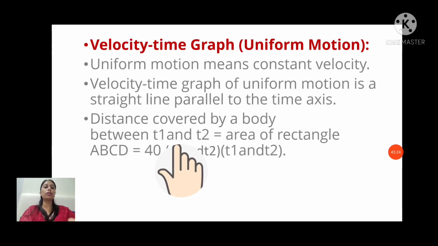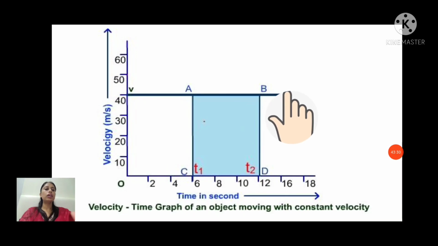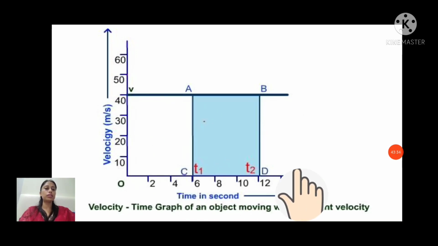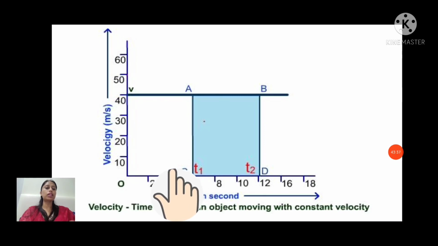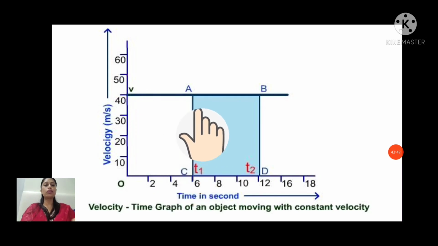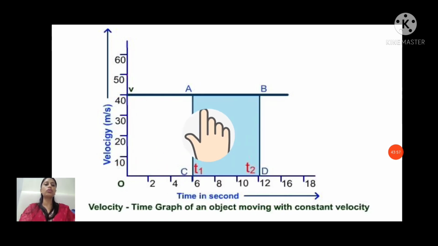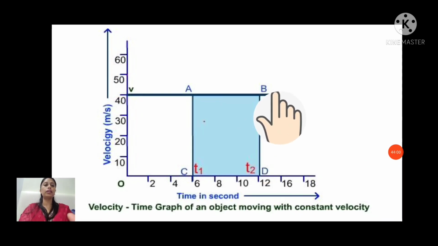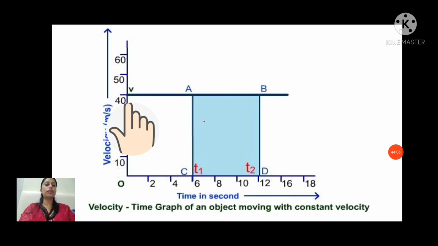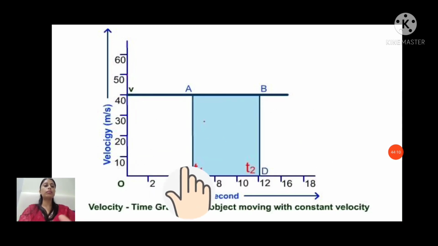The distance covered by a body between T1 and T2 is the area of the rectangle. Here at time T1 the object starts to move. Suppose, in seconds, it started at the 6th second and stopped at the 12th second, with a speed of 40. We are talking about velocity and time. When it started it had the same velocity, and when it ends it also has the same velocity, the same speed. So the speed is the same at different times, and the line will be parallel to the time axis.